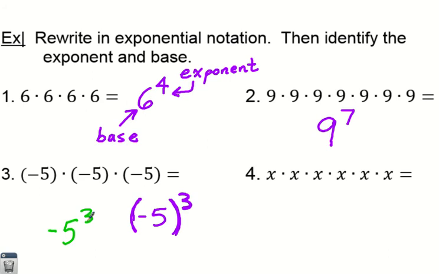If I only wrote that, guess what? This exponent would only apply to the 5, not this negative out here. The negative would be kind of chilling out in front, disconnected from everything, and we would only be raising the 5 to the third power. But look, it's negative 5 times negative 5 times negative 5. The negative is included in what's being raised to the third power. So parentheses are very, very important here.